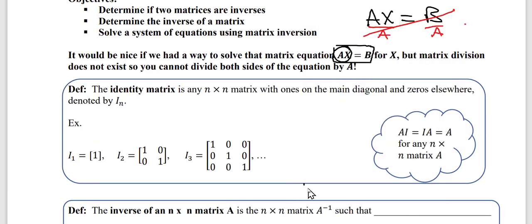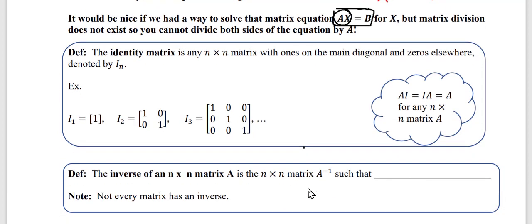We need a couple definitions first. First is the identity matrix: any n by n matrix with ones on the main diagonal and zeros elsewhere. We denote it with I sub n, where n represents the dimension. So this is a 1 by 1 matrix, 2 by 2 matrix, 3 by 3 matrix, and so on. An important concept here is that if you multiply any matrix by an identity, you get that matrix back.